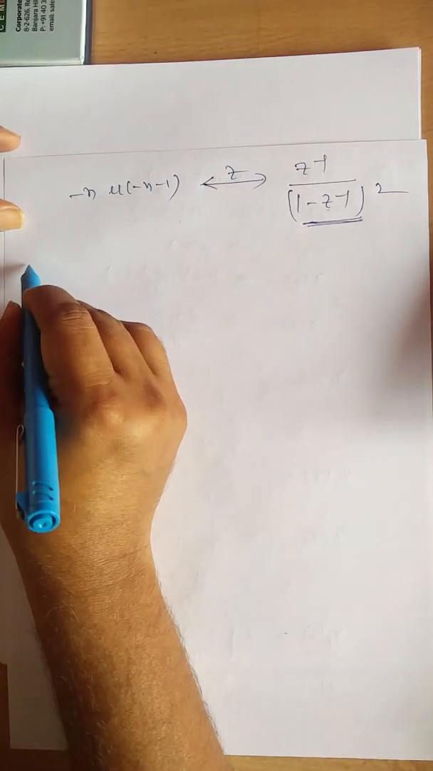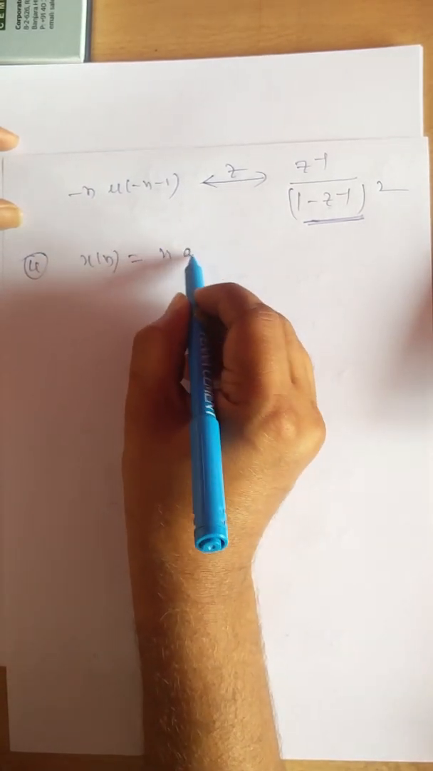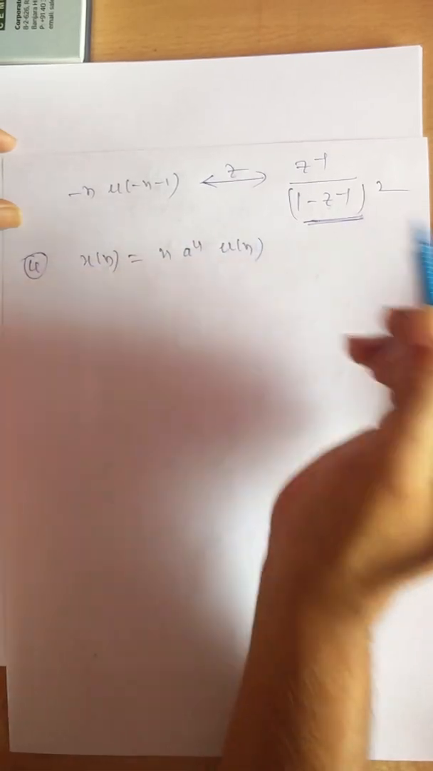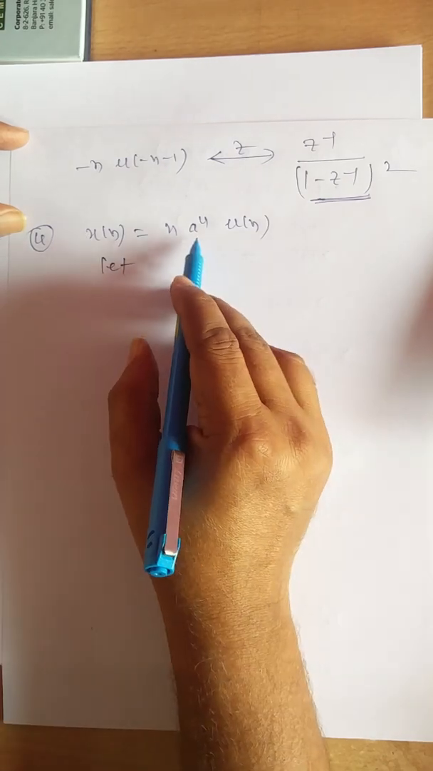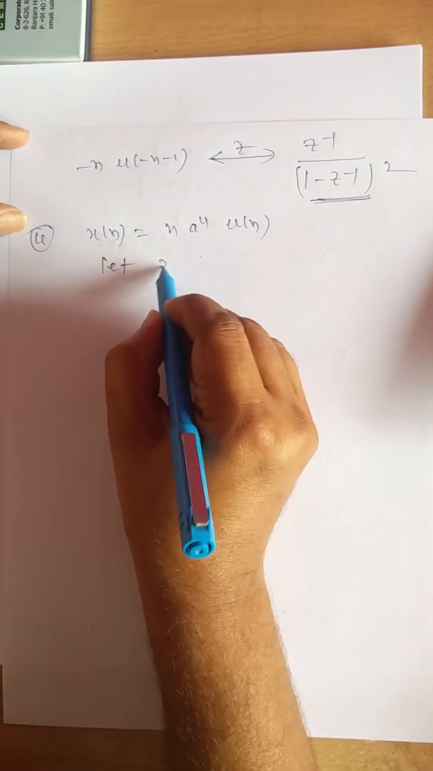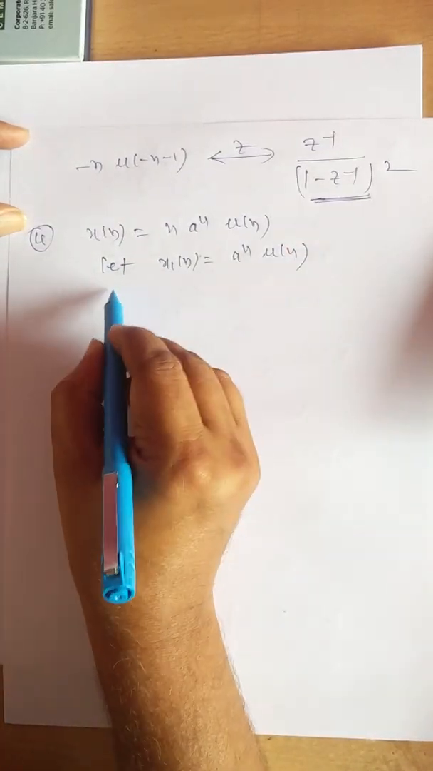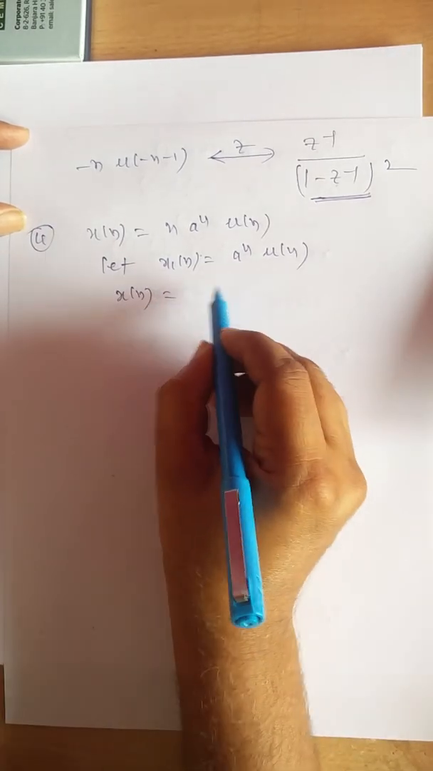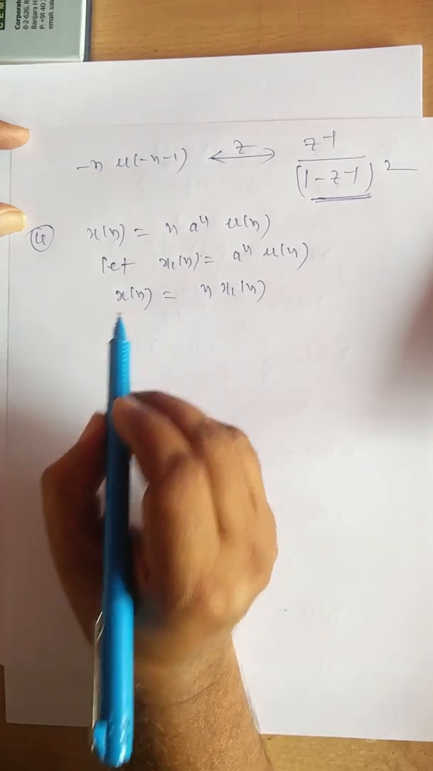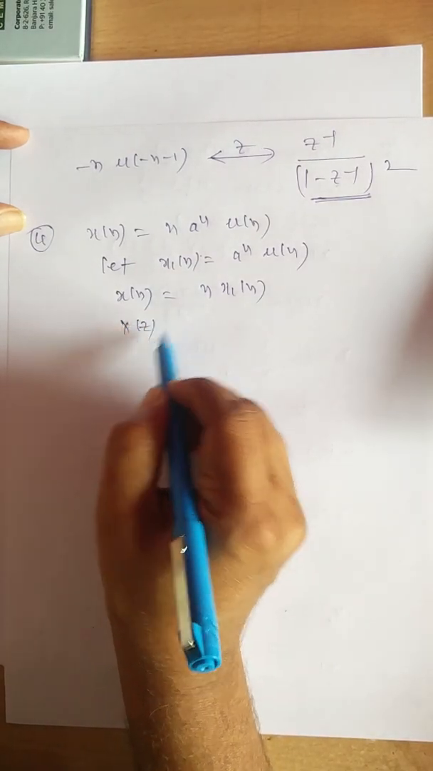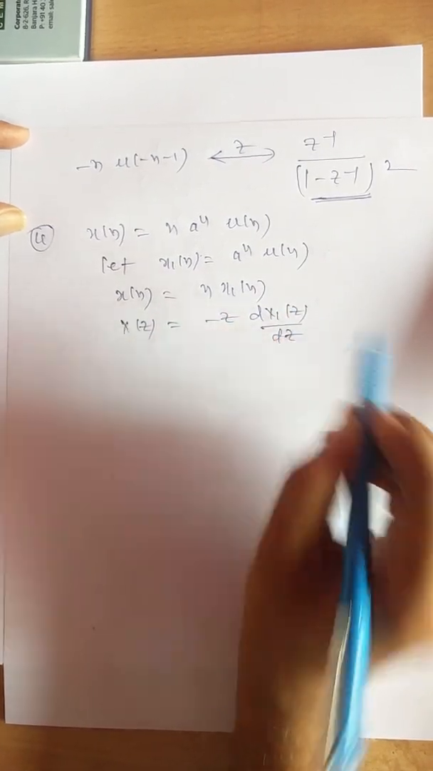So the next problem, that is x of n is equal to n into a to the power of n into u of n. Now let us take that. This problem also we are solving by the differentiation in z domain property. Let x1 of n is equal to a to the power of n into u of n. Then x of n equals n into x1 of n. Using the differentiation in z domain property, we can write that x of z is equal to minus z into the differentiation of x1 of z with respect to z.